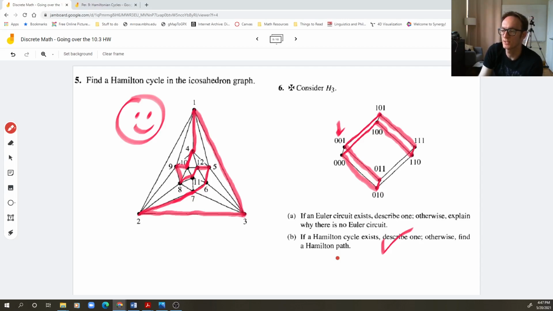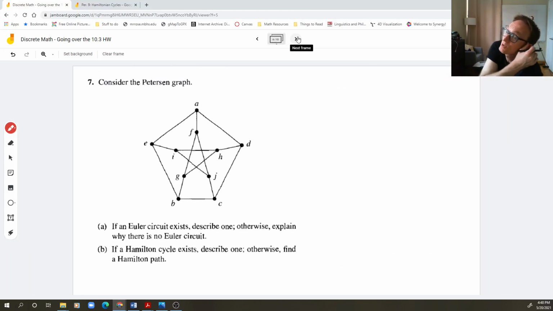If a Hamiltonian cycle exists, describe one. I just did, and I also solved this problem that there's no Euler circuit. All right, moving on. The Petersen graph. If an Euler... Okay, we already did this one. There's no Euler circuit because there exists a vertex of odd degree. Is there a Hamiltonian cycle? No. This graph is non-Hamiltonian.